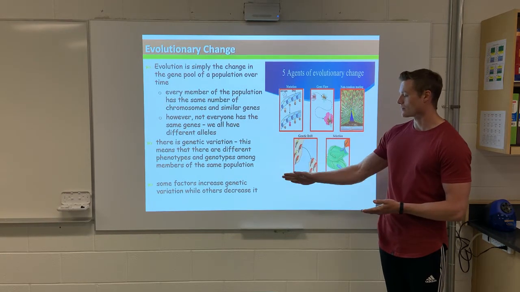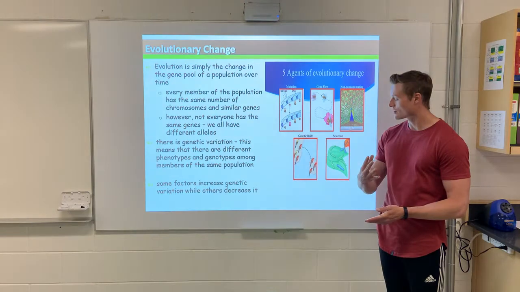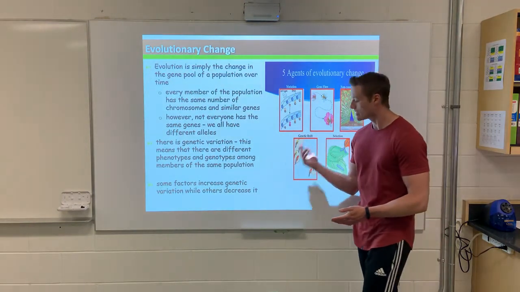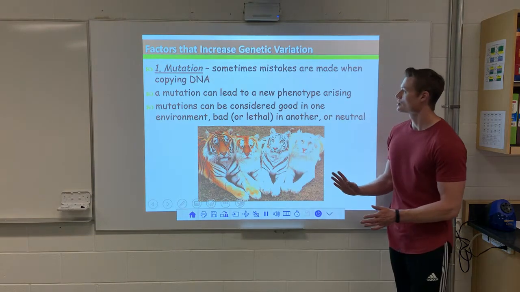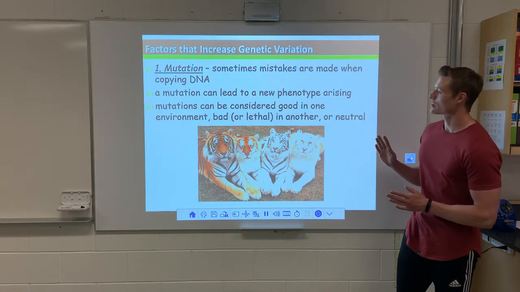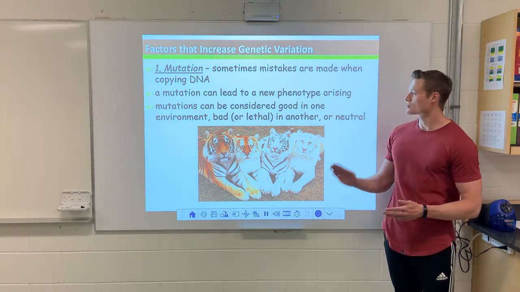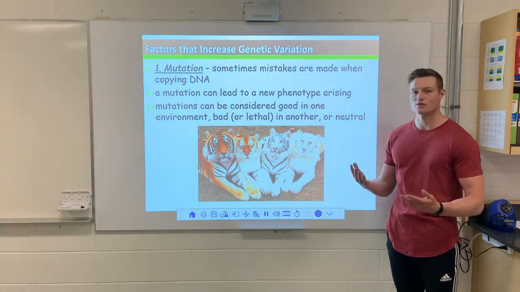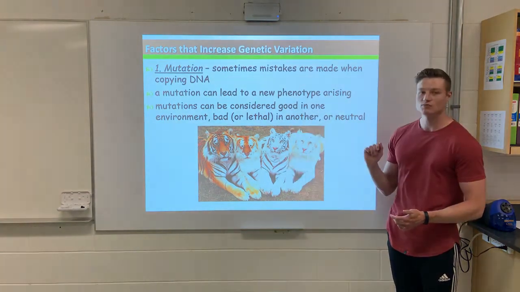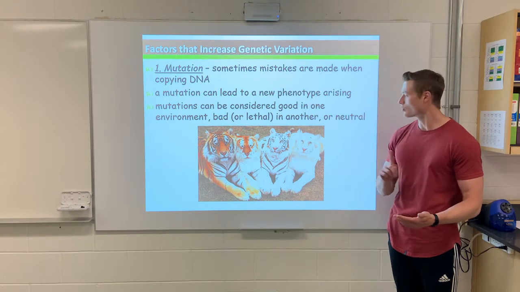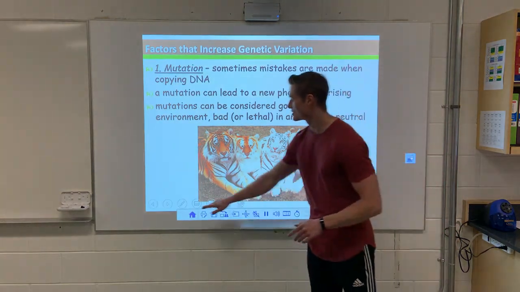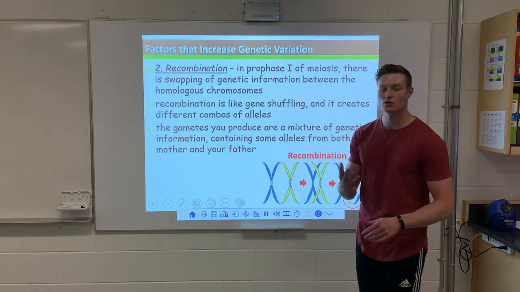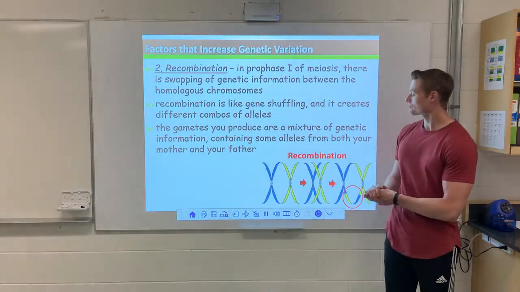Now, some factors will increase your genetic variation, other factors may decrease your genetic variation. So for example, a mutation will lead to increased genetic variation, but these mutations could be good, right? They can give you an advantage. They could be bad, they could be lethal, so it's a disadvantage, or they might be neutral, no advantage or disadvantage. However, a mutation will always add in a new allele or a new variation.